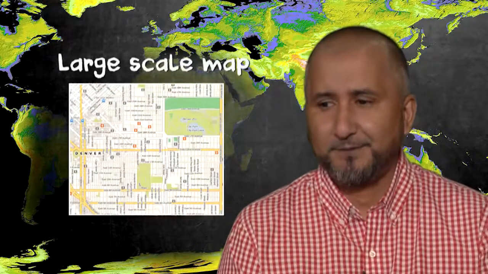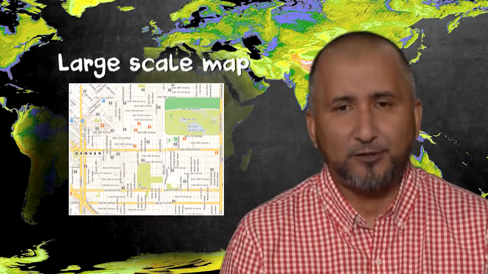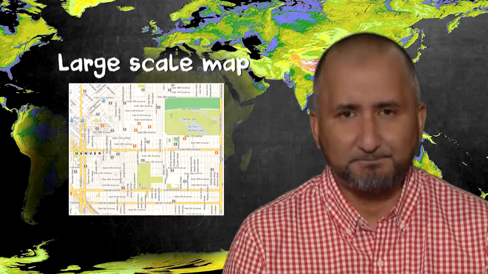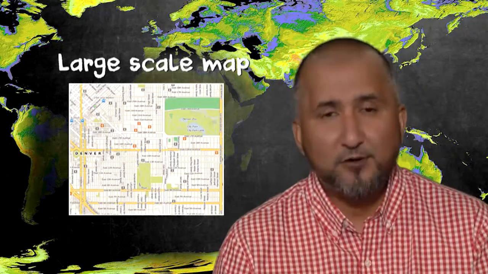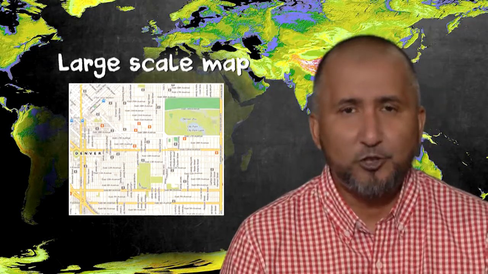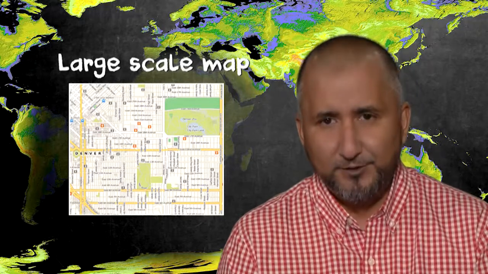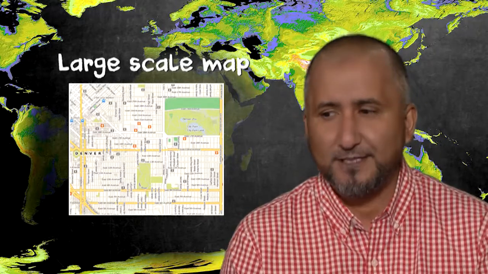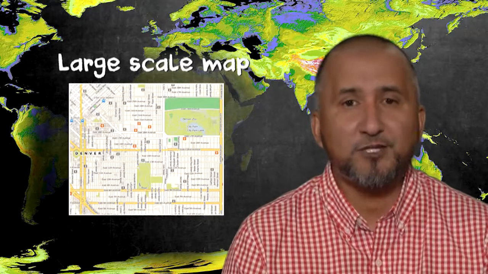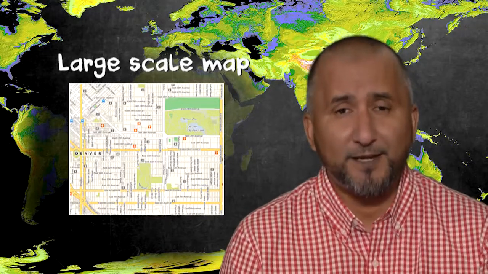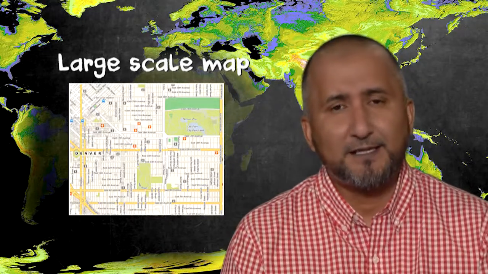A large scale map, on the other hand, gives you so much more detail. On these particular maps, you can start to see, for example, street names, and you can start seeing the name of a particular suburb. So it is showing you so much more detail of a particular place, but it is covering a smaller area.